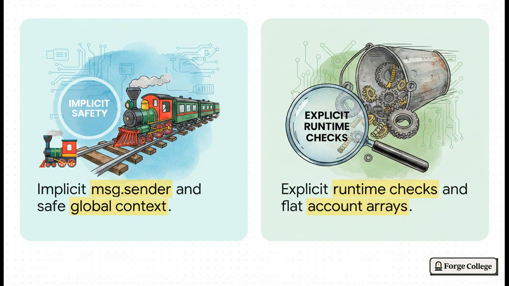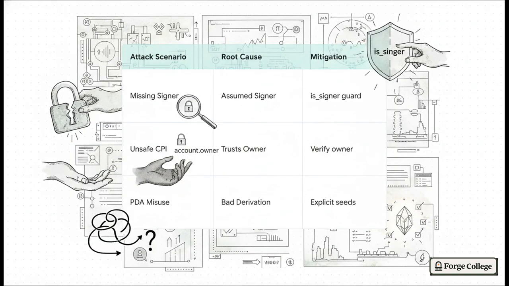But over in the SVM, Solana basically hands you a flat array of accounts. That's it. It's literally a bucket of loose parts. There's no implicit global context whatsoever. If you want to know who is calling your program, or if they're even allowed to be there, you have to write explicit runtime checks to verify every single piece of data. Because of this explicit runtime environment, we see 3 primary attack scenarios that constantly catch Ethereum developers off guard.